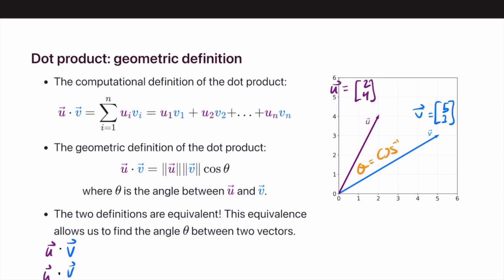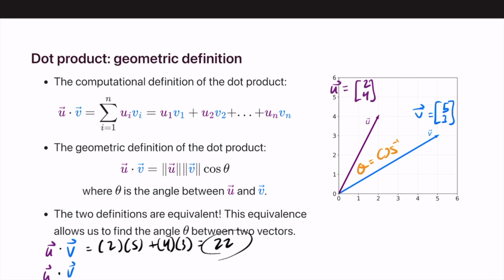The whole point of this is we want to equate the computational and geometric definition of the dot product so that we can solve for cosine. So what does that look like? Well, the dot product of the vectors u and v, going back to our computational definition, is the same as last slide: 2 times 5 plus 4 times 3, which gives us 22.